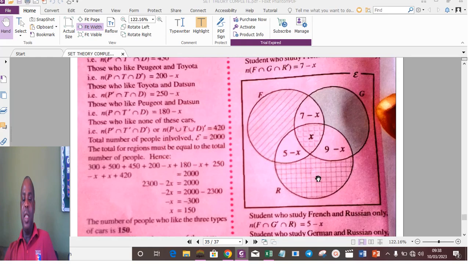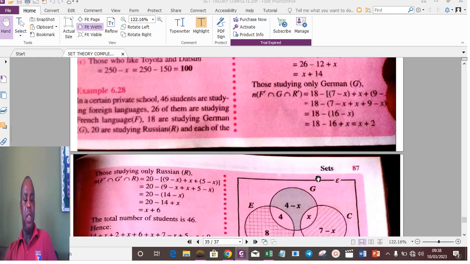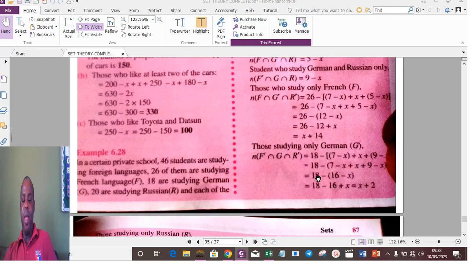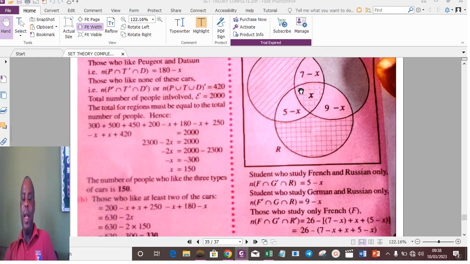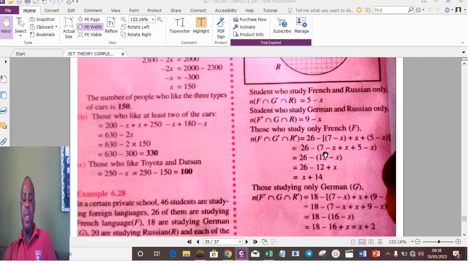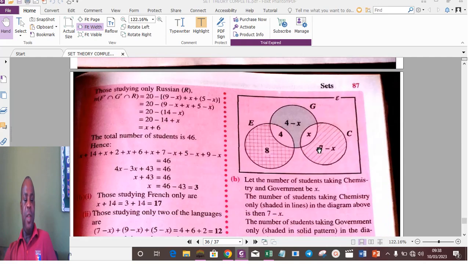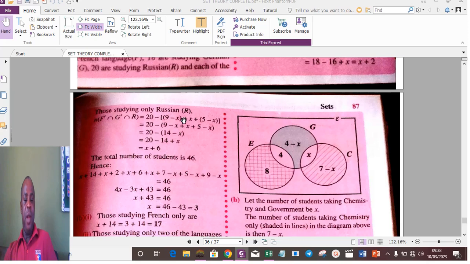Now the last one, those who are studying Russian only, they are 20. Invariably, what do you do here? You add all this together, then you subtract from 20. So we have it here: 9 minus s plus 5 minus s. Then you subtract from 20. You are going to get s plus 6.